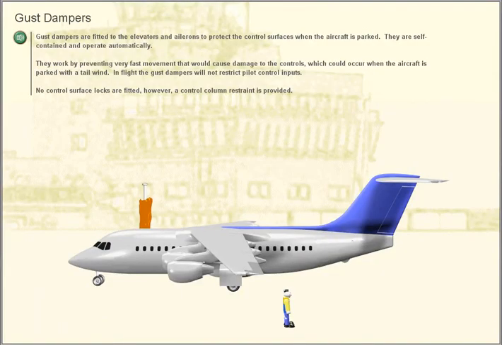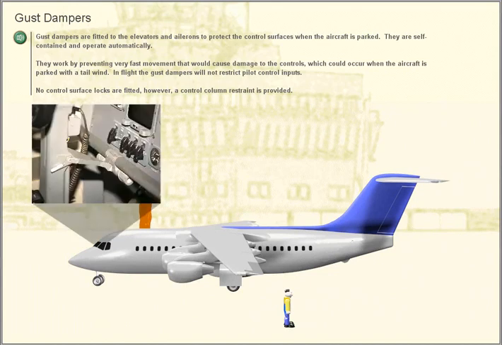Gust dampers. Gust dampers are fitted to the elevators and ailerons to protect the control surfaces when the aircraft is parked. They are self-contained and operate automatically. They work by preventing very fast movement that would cause damage to the controls, which could occur when the aircraft is parked with a tailwind. In flight, the gust dampers will not restrict pilot control inputs. No control surface locks are fitted. However, a control column restraint is provided.